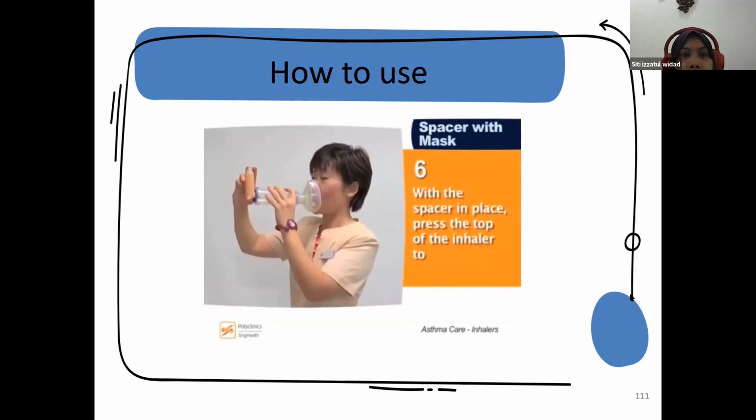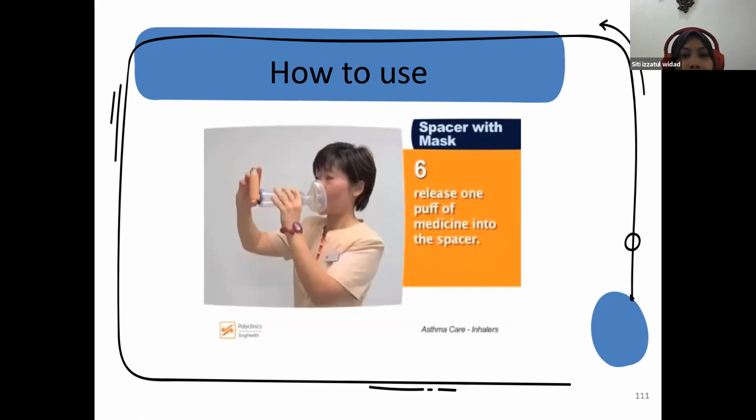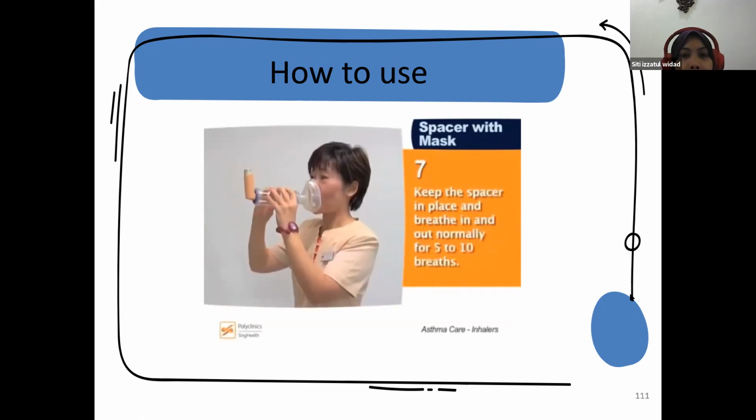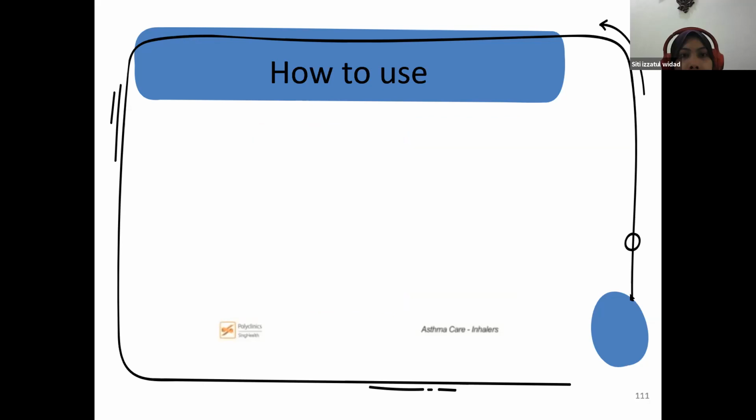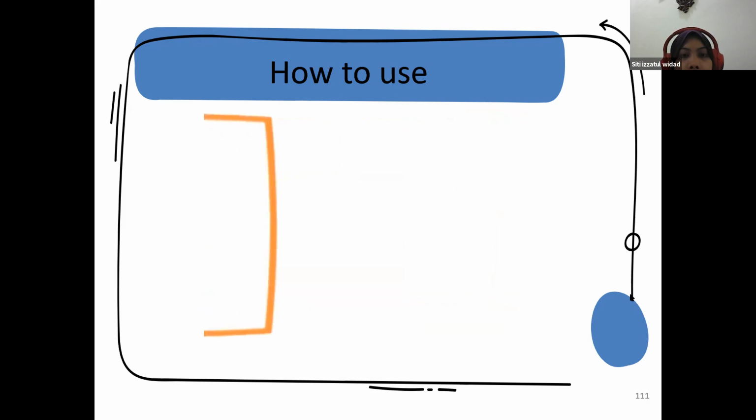With the spacer in place, press the top of the inhaler to release one puff of medicine into the spacer. Keep the spacer in place and breathe in and out normally for 5 to 10 breaths. For another dose, repeat these steps after 1 minute.